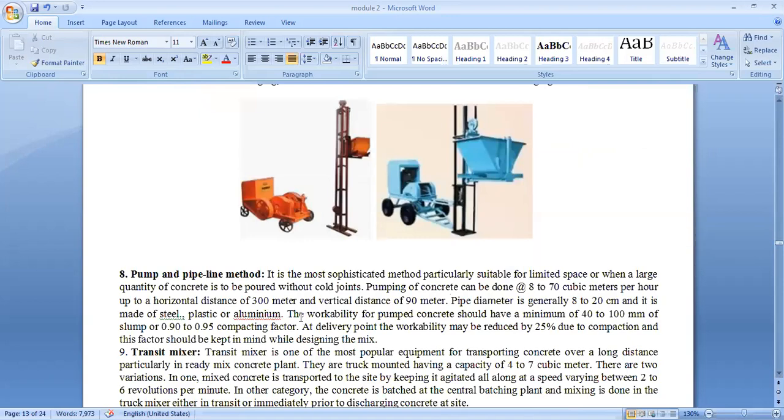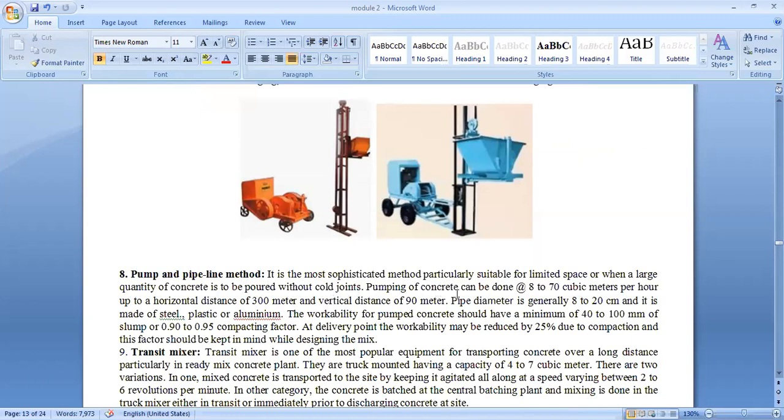Next method is the pump line method. The pump method is the same as our water pumping methods. In the water pumping method, we pump water from one place to another. Here, we are pumping the concrete. That is the most sophisticated method, particularly suitable for limited space, when a large quantity of concrete is to be poured without cold joints.